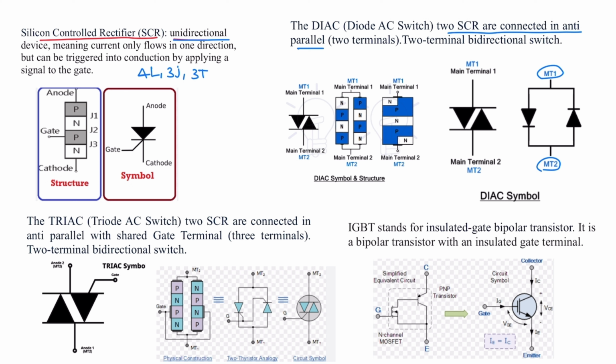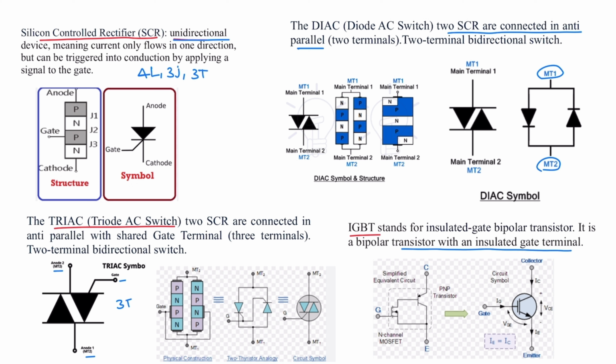Diac consists of 2 terminals. Next is triac. In this triac, triode AC switch, 2 SCRs are connected in anti-parallel with shared gate terminal. So triac consists of 3 terminals, main terminal 1, main terminal 2 and then gate terminal. IGBT, insulated gate bipolar transistor. It is a bipolar transistor with insulated gate terminal.